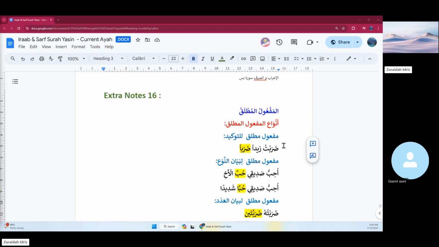When we do the mushtaqat. Have we ever done the mushtaqat before? These are derived masdars. Have we done this before? Do you remember, Brother Hazim? Mushtaqat means masdars that are derived from the fi'il. So the one that we're talking about is what we call the normal masdar.